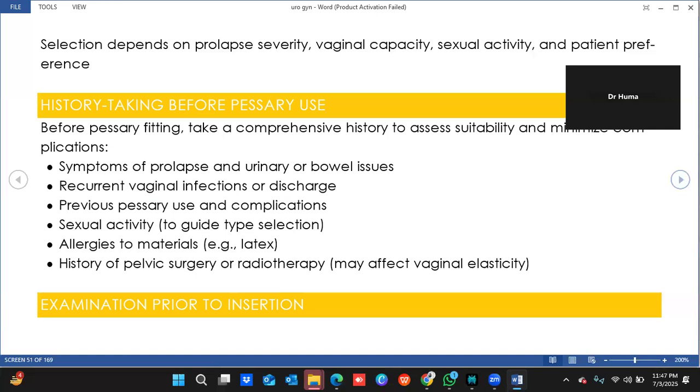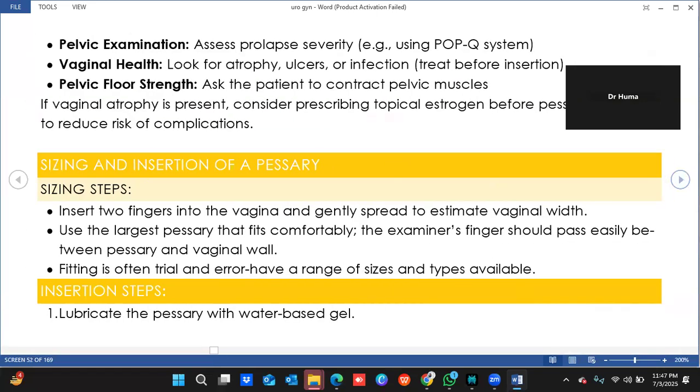Okay, in order to judge the vaginal elasticity, we have to examine the patient. In examination we will take the verbal consent of the patient. We will empty her bladder and then we'll do our examination. For pelvic examination, with good exposure and in the presence of a chaperone or nurse, I will assess the prolapse.